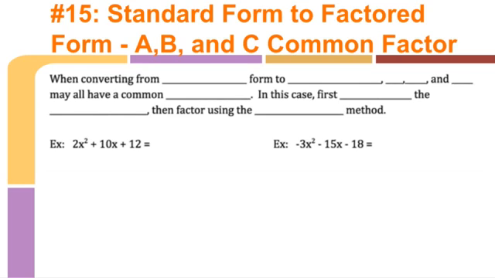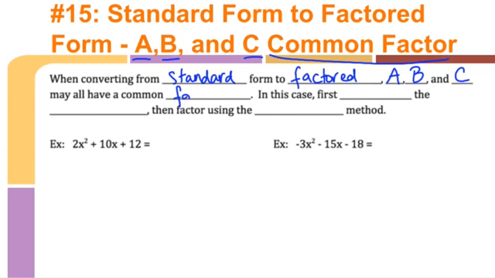Hi everyone. So today we're going to keep talking about this idea of converting standard form into factored form. Except the only difference today is we're going to be talking about when A, B, and C have a common factor. All right. When converting from standard form to factored, A, B, and C may all have a common factor.